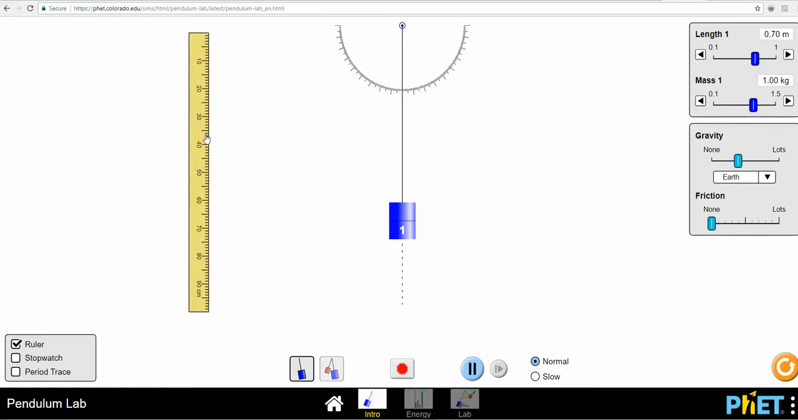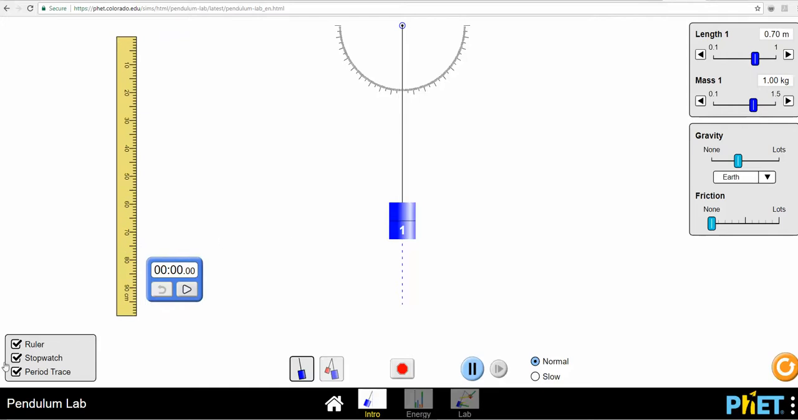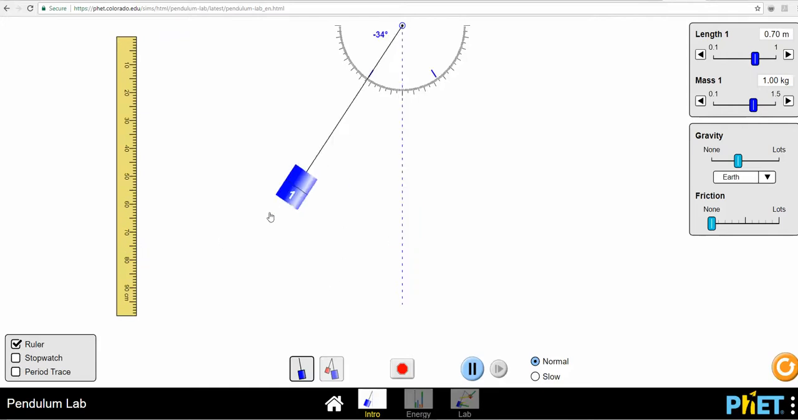I wish that you could rotate this. The fact that you can turn a timer on, you can put the period trace on. I'm just going to show you, first of all, we can see the ruler. Another nice thing is they talk in terms of where that thing is being moved, and they treat to the left like physics teachers do: it's negative degrees. So when I let go of this, it starts a pendulum swing.